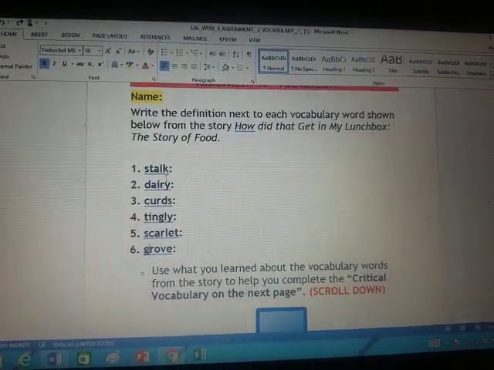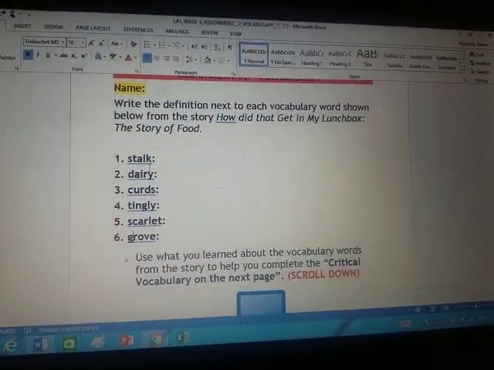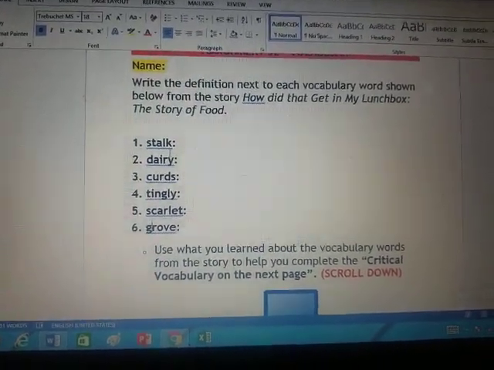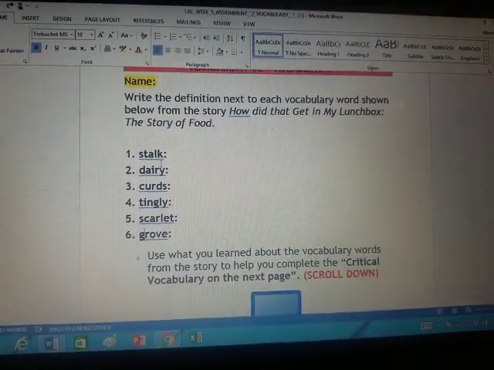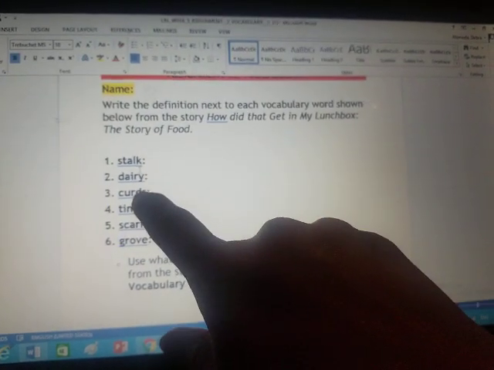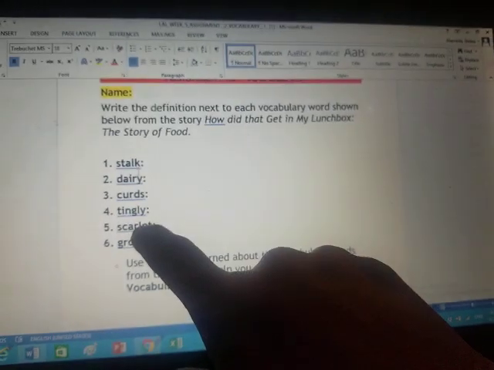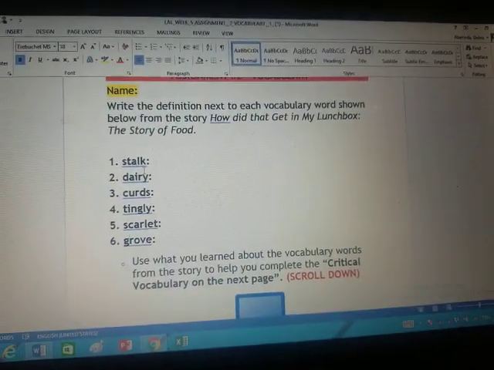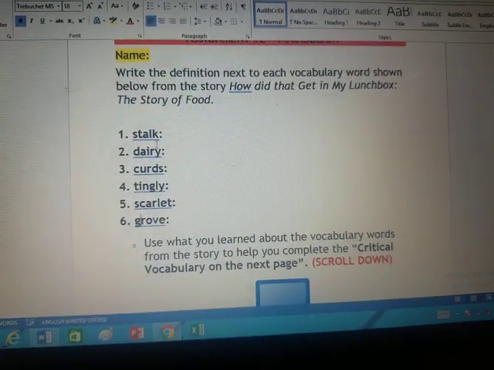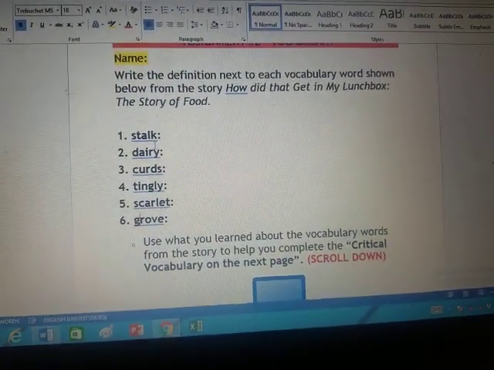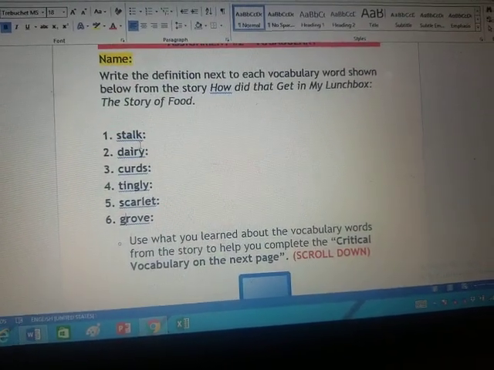If not, here's another simple clue. You have a laptop. Your best friend should be Google. You go on google.com and you can search and you can write, what does stalk mean? What does dairy mean? What is curds? What does tingly mean? What does scarlet mean? What does groove mean? Now remember, a lot of these words have different definitions, so please make sure you choose the right definition for the story.